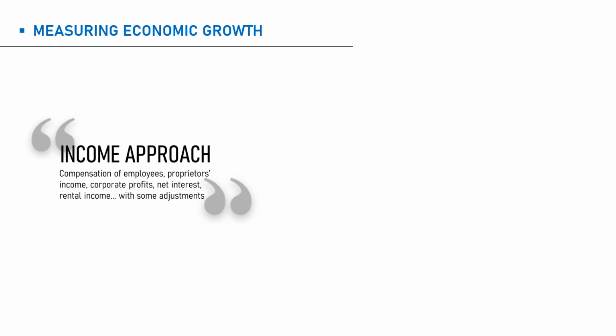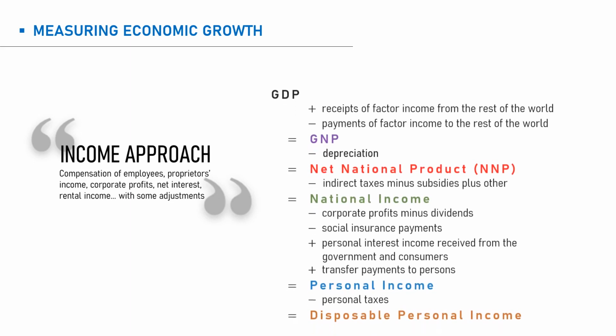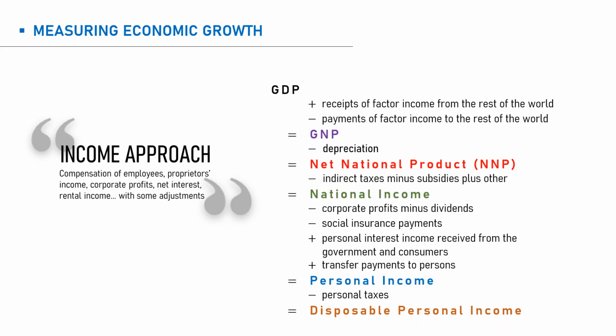Please always remember the definition of GDP. It is about the value of goods and services produced in an economy. So pay attention to the following GDP calculation when using the income approach. Here is the GDP when we break it down until we get personal and disposable personal income. From personal income to GDP, however, we need to reverse the process and the sign.